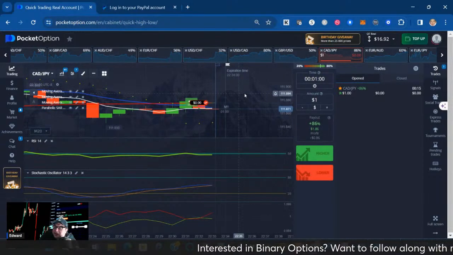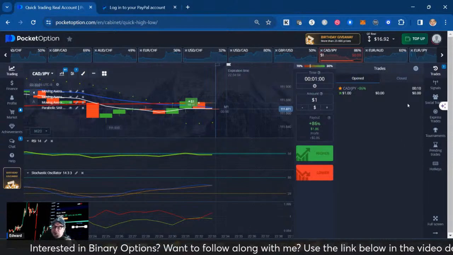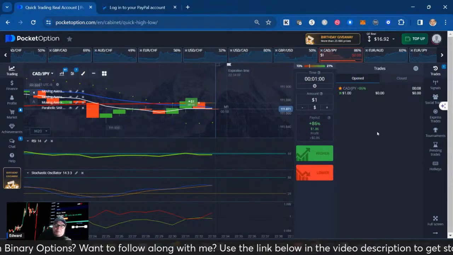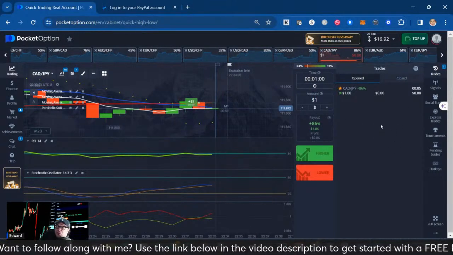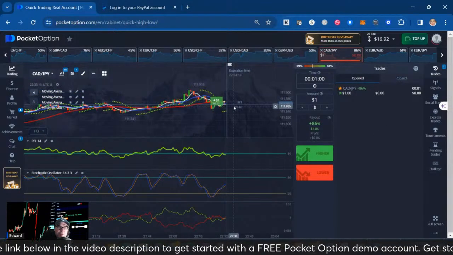Oh, I did not get that. 15 seconds. Yeah, the double ups and those sort of things a lot of times happen in the OTC, but not in the actual market for some reason. I don't know. It's just the way Pocket Option is, I guess.